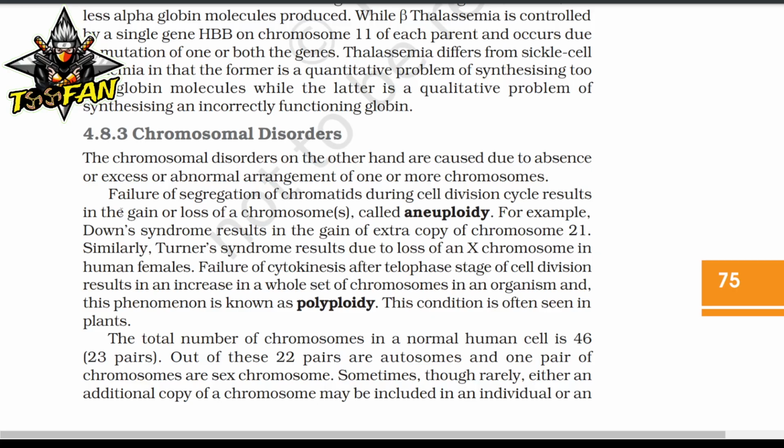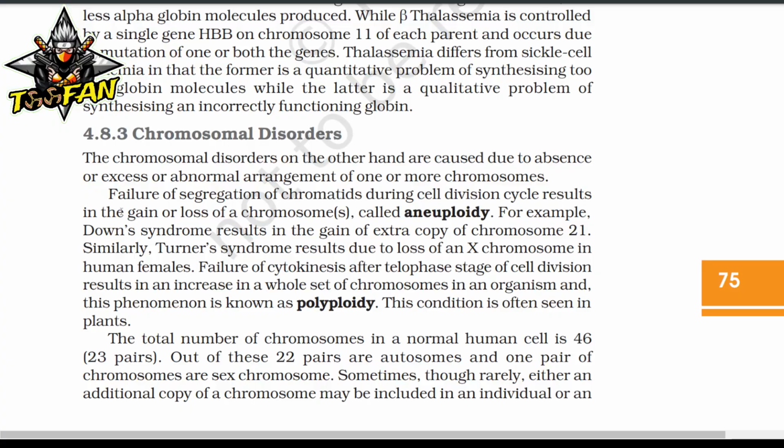Failure of cytokinesis after the telophase stage of cell division results in an increase in the whole set of chromosomes in an organism, and this phenomenon is called polyploidy. This condition is often seen in plants. The total number of chromosomes in normal human cells is 46. Out of these, 22 pairs are autosomes and 1 pair are sex chromosomes.